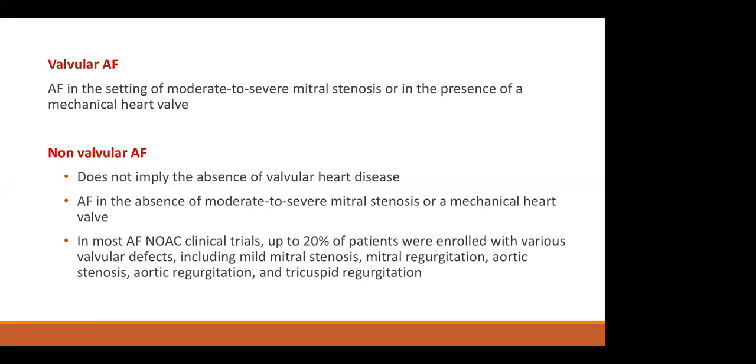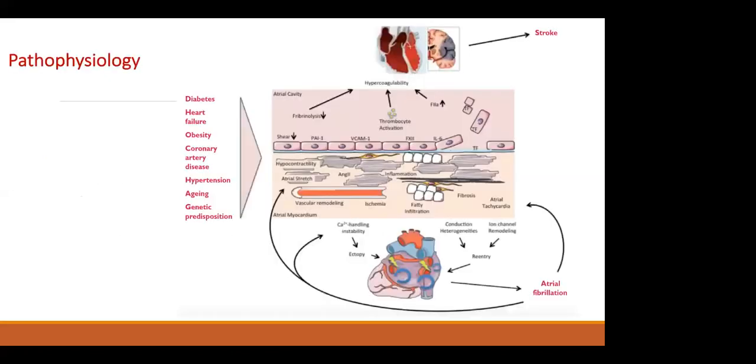This is because in most of the new clinical trials on new oral anticoagulants, up to 20% of patients were enrolled with various valvular defects like mild mitral stenosis, mitral regurgitation, aortic stenosis, and tricuspid regurgitation, and you can use new oral anticoagulants in those patients. So it is really very important to know that non-valvular AF does not imply absence of valvular heart disease. It's only absence of moderate to severe mitral stenosis or a mechanical heart valve.